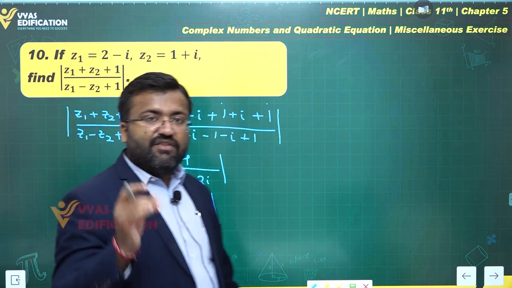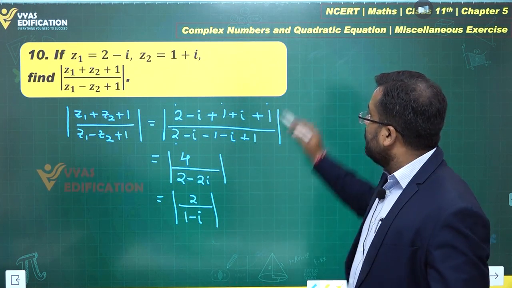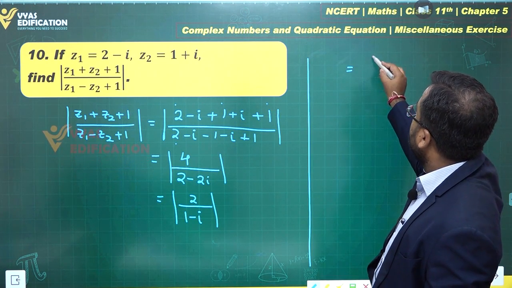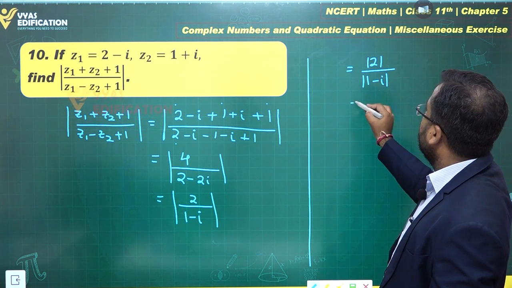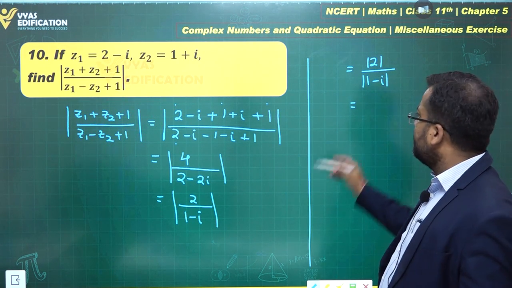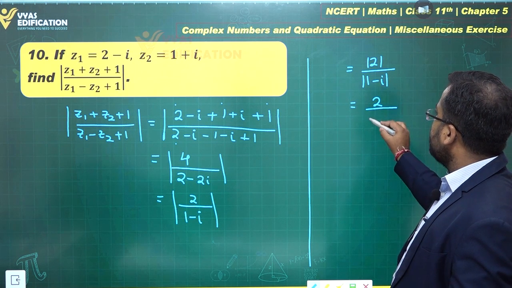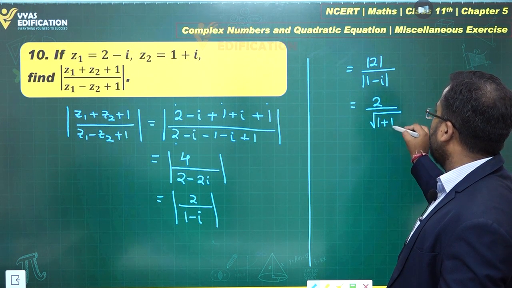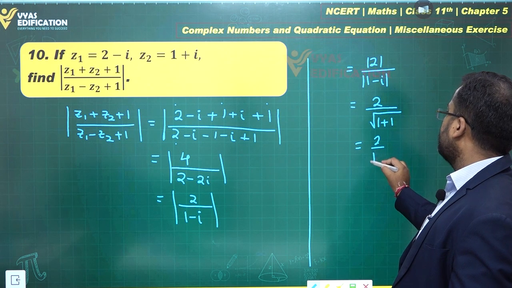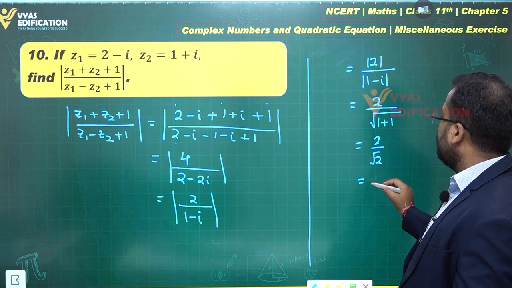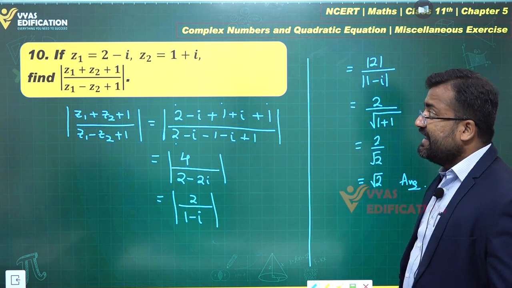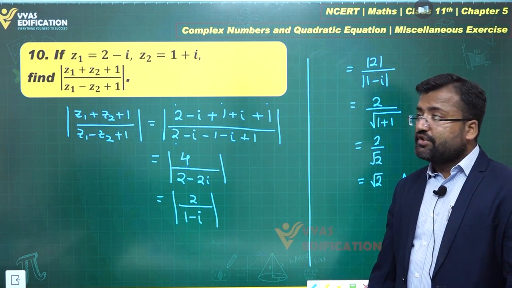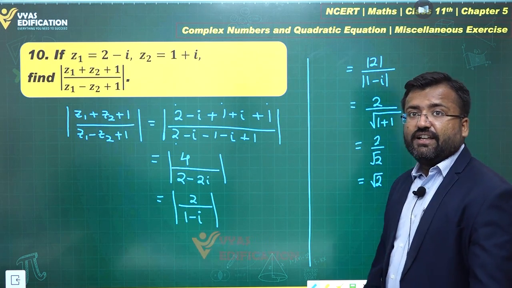Now modulus of z1 upon z2 is equal to modulus of z1 over modulus of z2, so modulus of 2 over modulus of 1 minus i. Modulus of 2 is simple, that is 2 only. Modulus of 1 minus i is under root of 1 plus 1, which is square root of 2, simplifying to square root of 2 finally, and yes, that is my final answer for this question, as you can observe clearly, right?